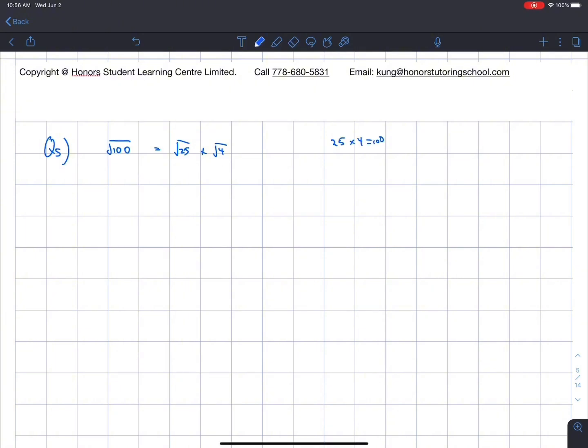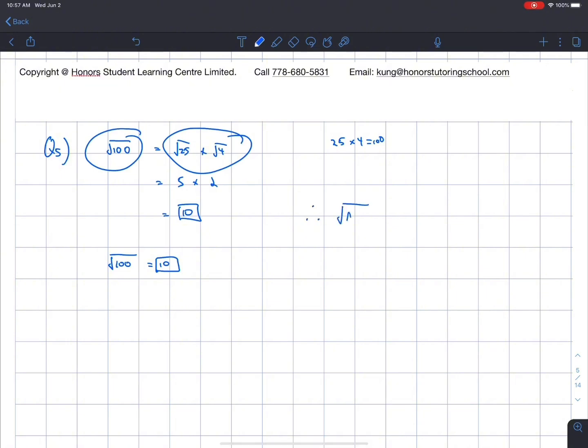So we can say that the square root of 25 is 5 and the square root of 4 is 2, so we get 10. Now, of course, you already know that the square root of 100 is 10. So this is really just to prove to you that this is going to work. You can break down a square root number into 2 factors and then do them individually. So the rule that you have seen before, I hope you still understand, is the square root of a times b is the same as the square root of a times the square root of b.